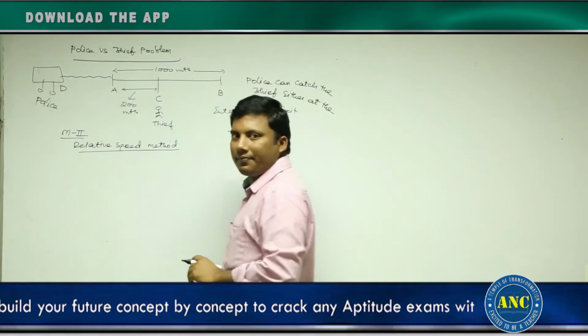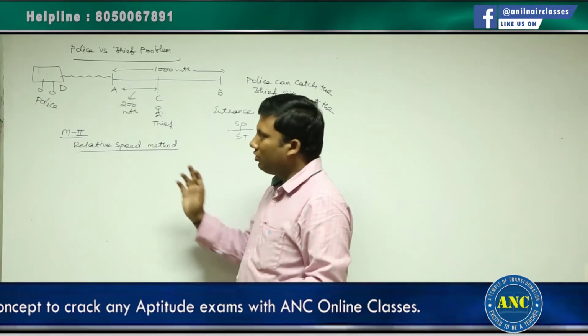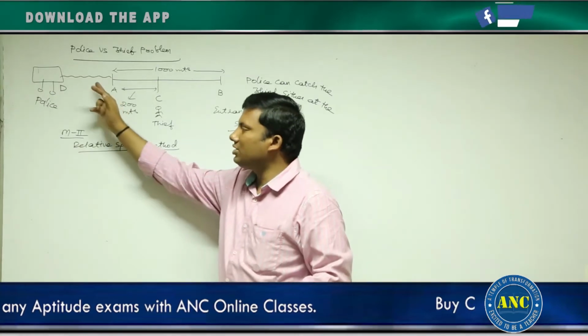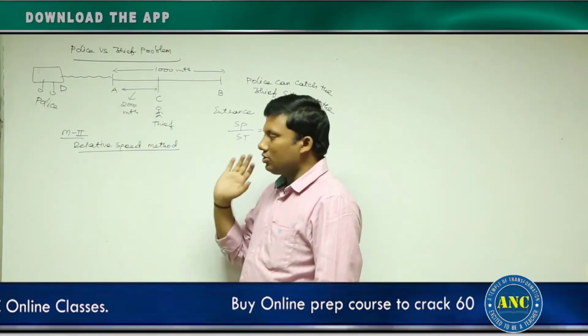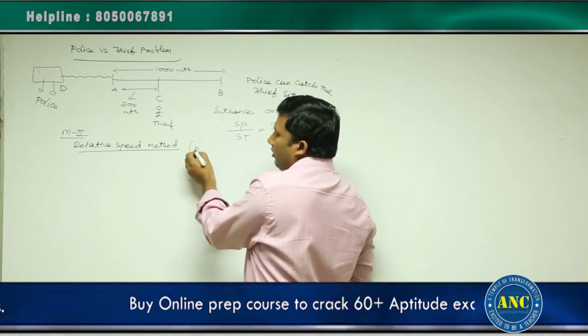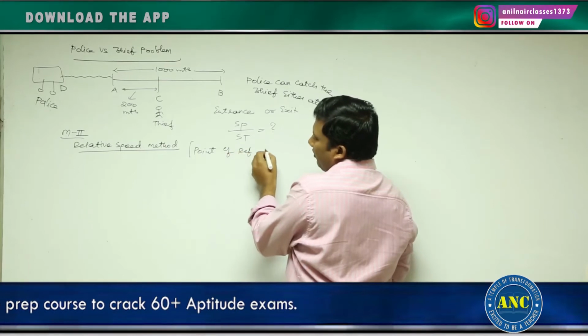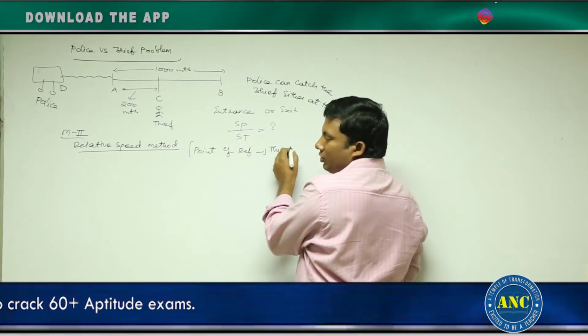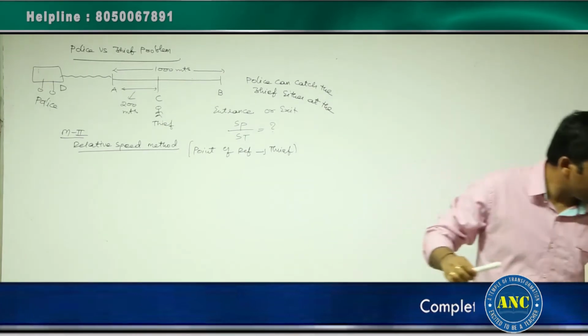Listen carefully. First of all, whose distance do we know? Police from here to here, distance we don't know. Thief from here to here, distance we know. So let me take the point of reference as thief. If I take the point of reference as thief, listen carefully.